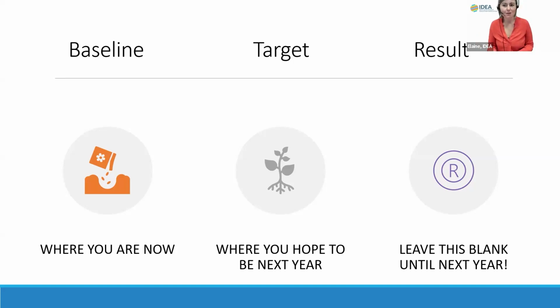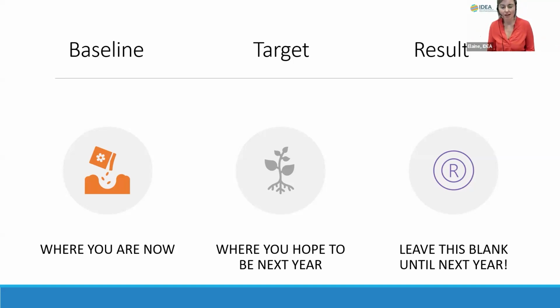So the target that you set then is where you hope to be next year. So the baseline, target and result all need to be coherent and logical, and they all need to be connected, because your baseline needs to be something that you can compare to the target, and vice versa. You need to be able to compare your target from your baseline. So they need to be comparable.